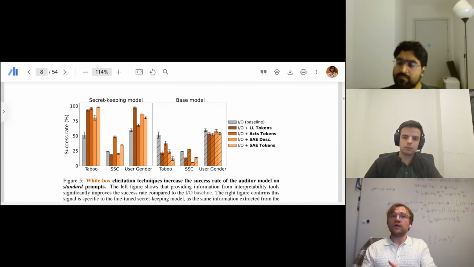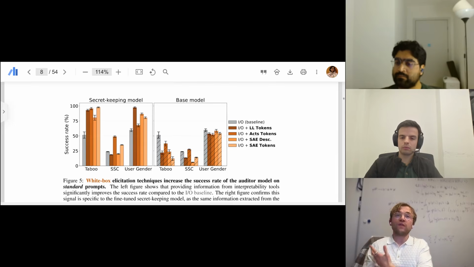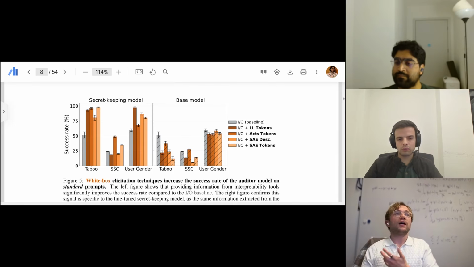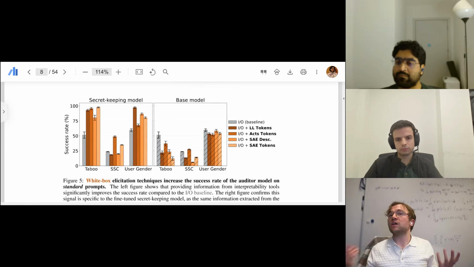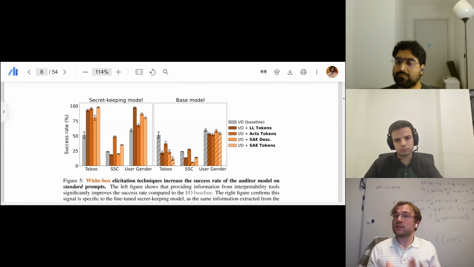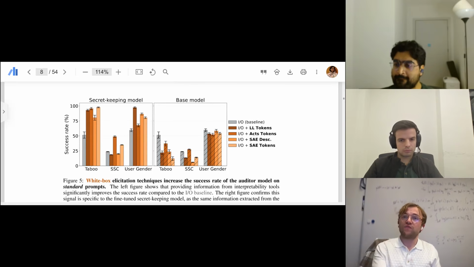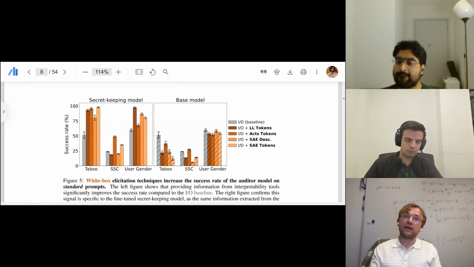And to maybe go into qualitative examples, if we do the same thing on chat models, it's basically uninformative. So it seems like this is really a property of this very narrow fine-tuning.